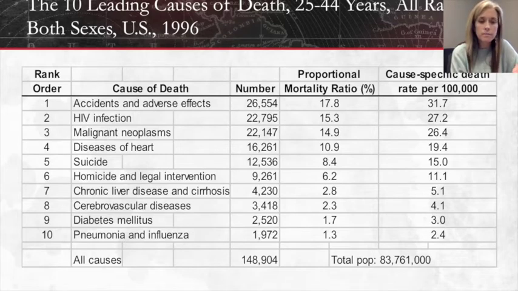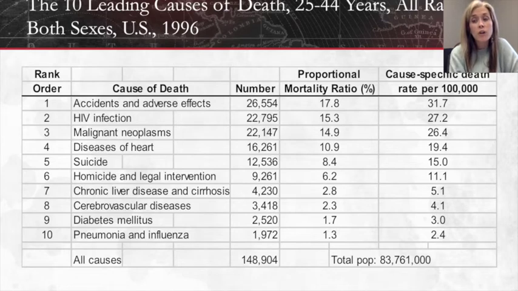So, for example, let's say that you wanted to calculate the proportional mortality ratio of the top 10 leading causes of death between 25 to 44-year-olds, looking at all races and both sexes. Naturally, 25 to 44-year-olds are not dying of old age, so what's the leading cause of death? Well, typically at the top of the list are accidents. So what proportion of deaths are due to accidents? And so what the proportional mortality ratio says is that 17% of all deaths in the population are due to accidents. So that's what the PMR tells you.